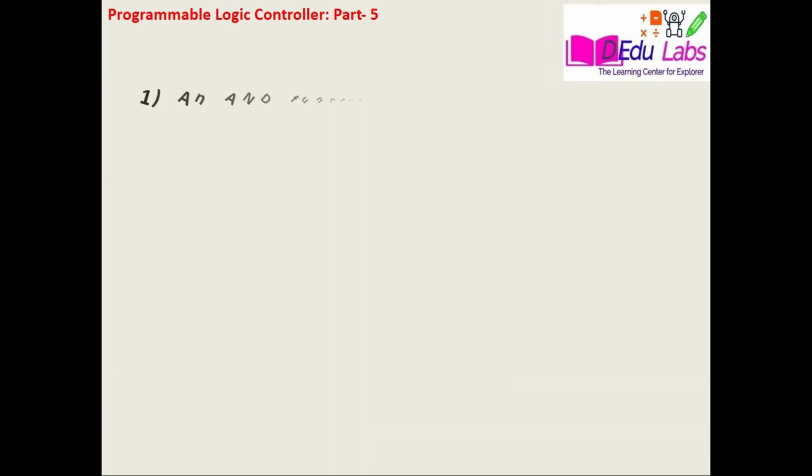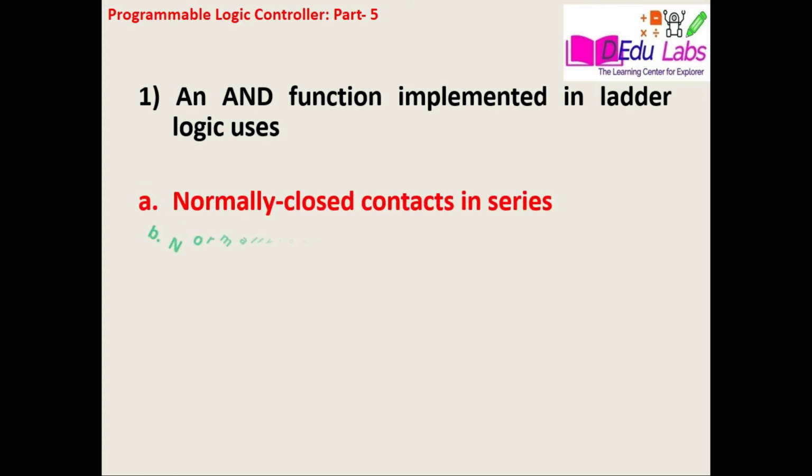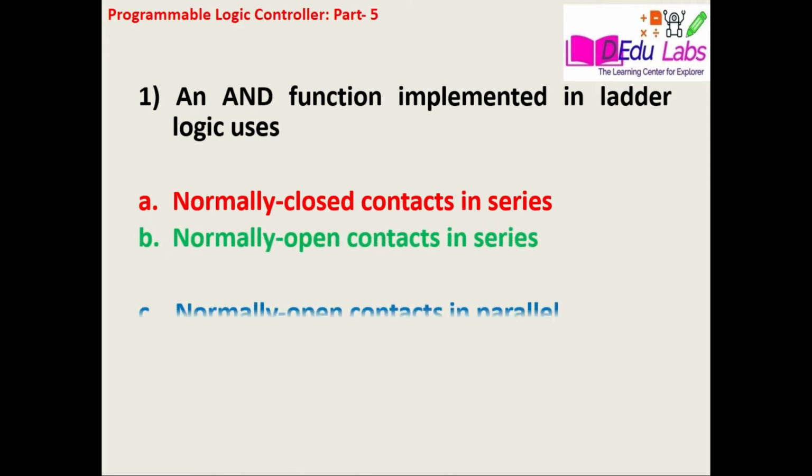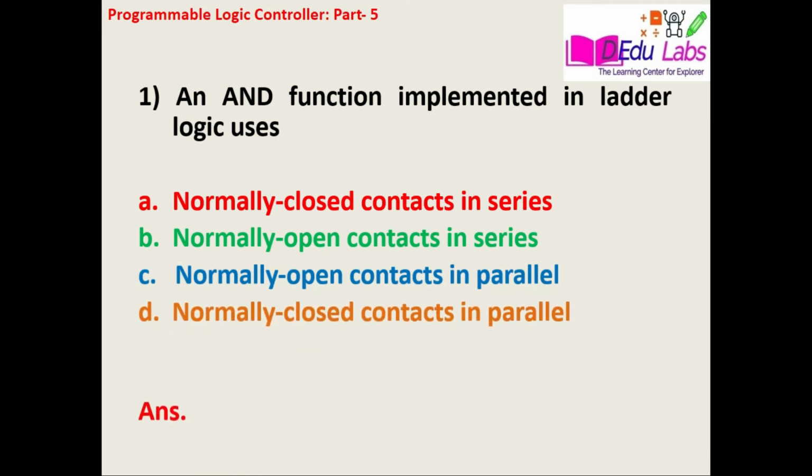Question number 1. An AND function implemented in ladder logic uses: option A, normally closed contacts in series; option B, normally open contacts in series; option C, normally open contacts in parallel; option D, normally closed contacts in parallel.